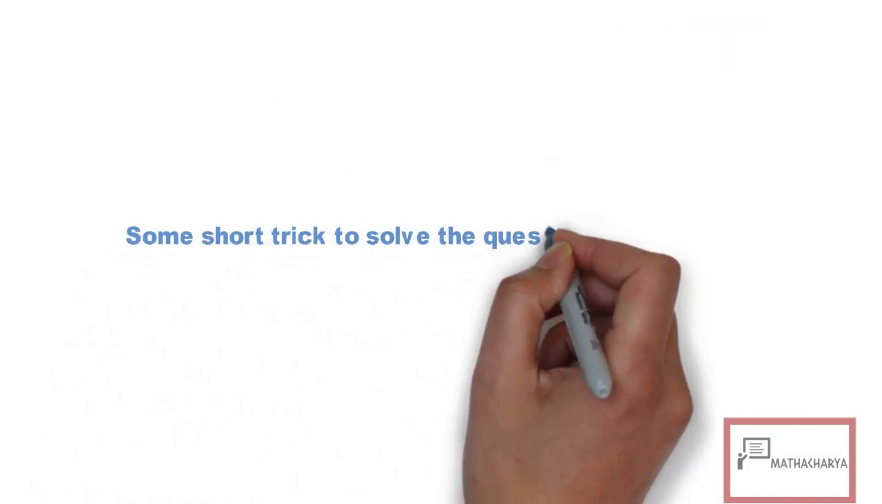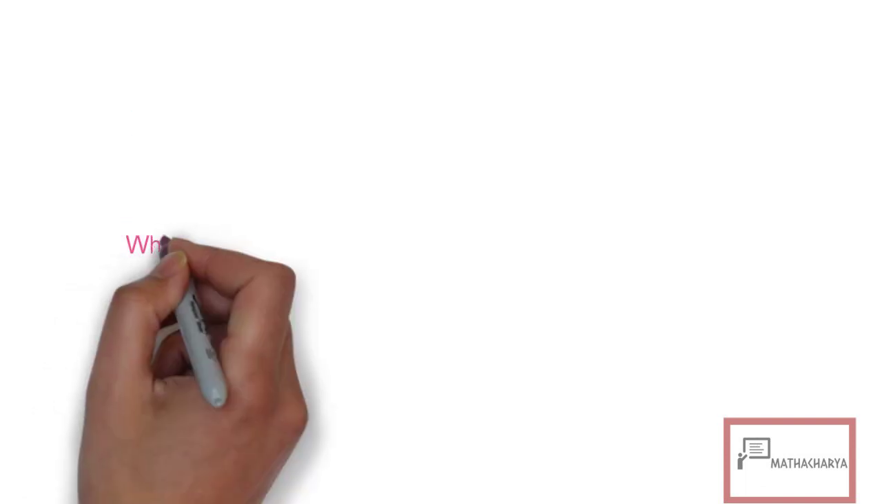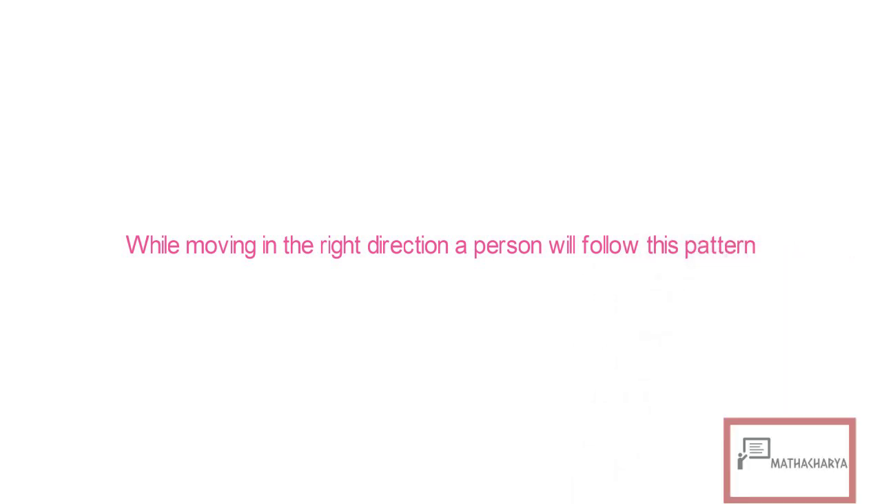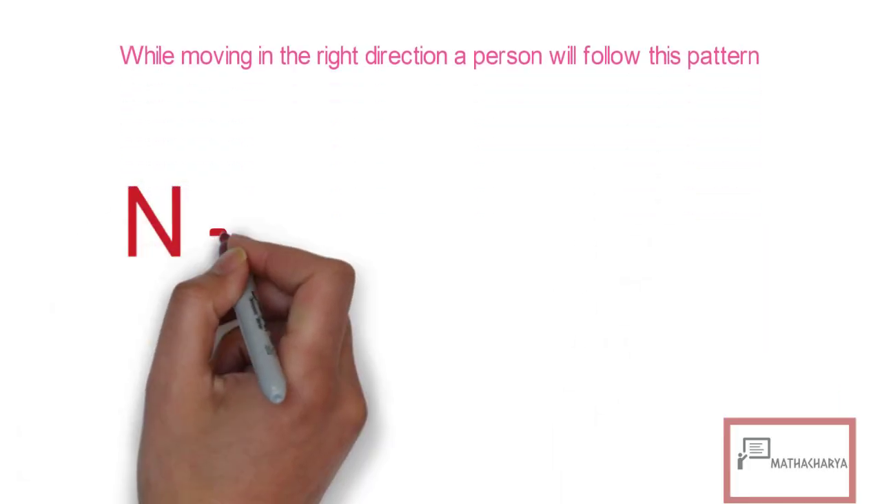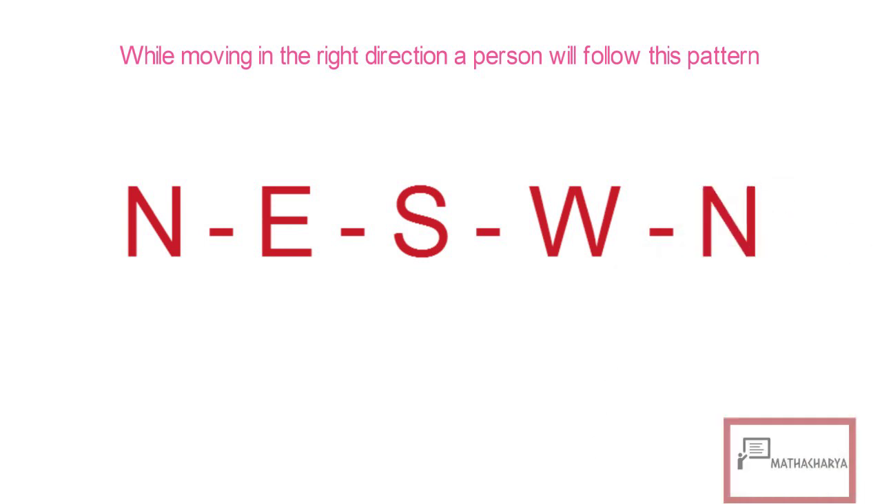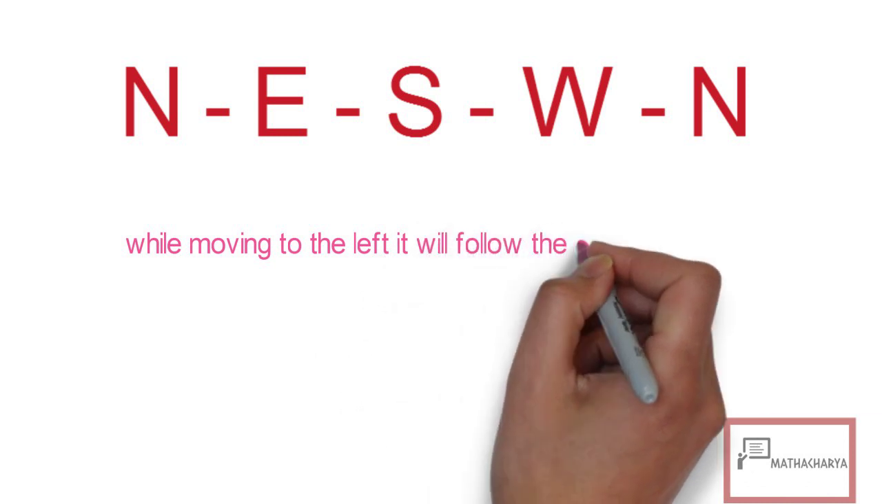They are northeast, southeast, northwest and southwest. Let's learn some short tricks to solve the questions without drawing the diagram. Let's suppose a person is moving towards his right. You can see the pattern on your screen that will always be followed. And the pattern reverses if the person decides to move to his left.